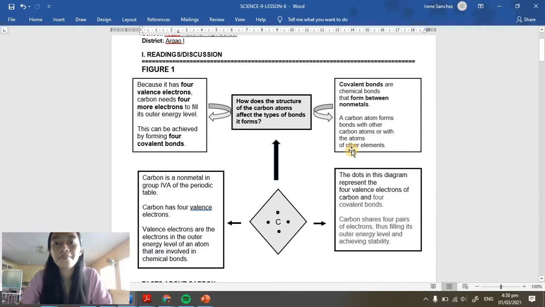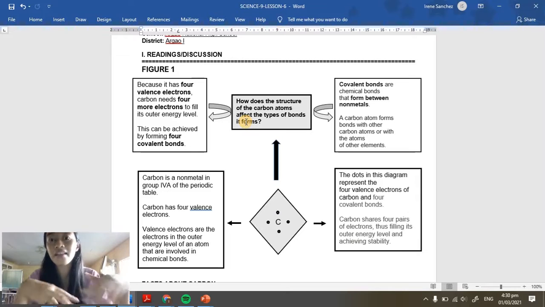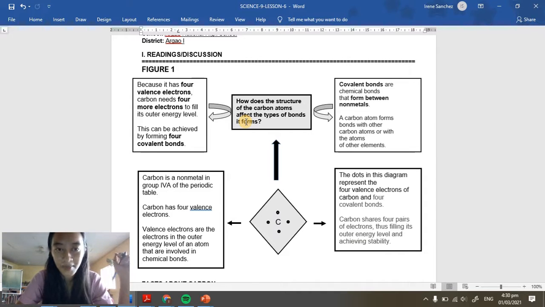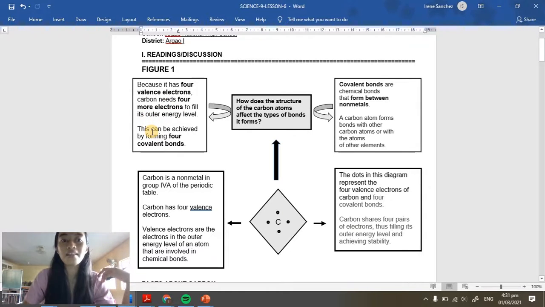So here, how does the structure of the carbon atoms affect the type of bonds it forms? Because carbon is able to make a lot of types of bonds. That's why there are millions and millions of carbon compounds, or compounds that have carbon. So what's so special with carbon? Number 1, because it has 4 valence electrons, carbon needs 4 more electrons to fill its outer energy level. And this can be achieved by forming 4 covalent bonds.